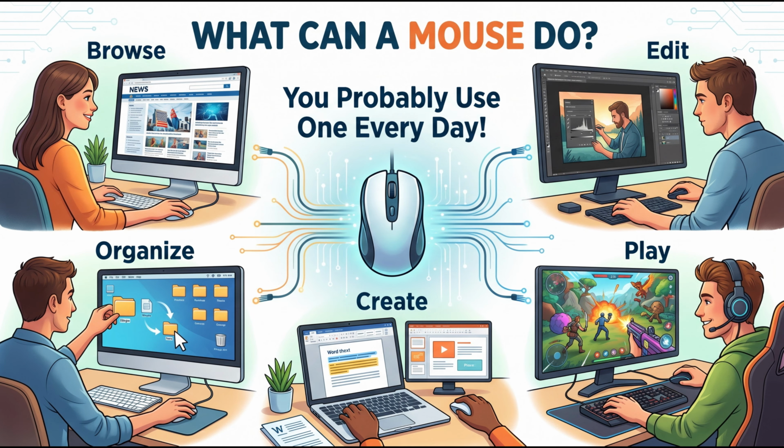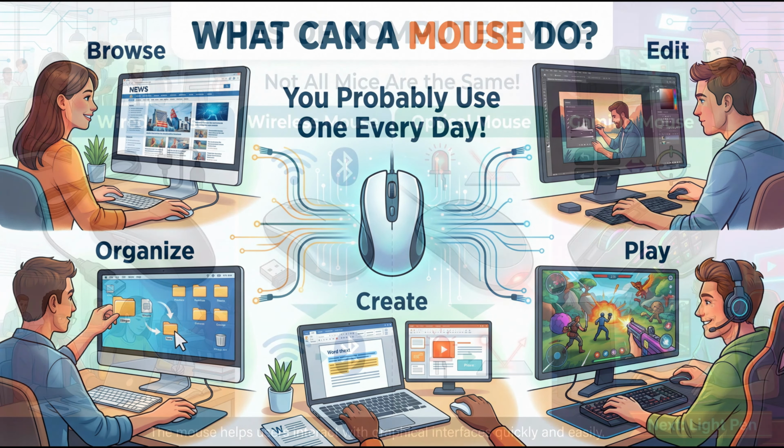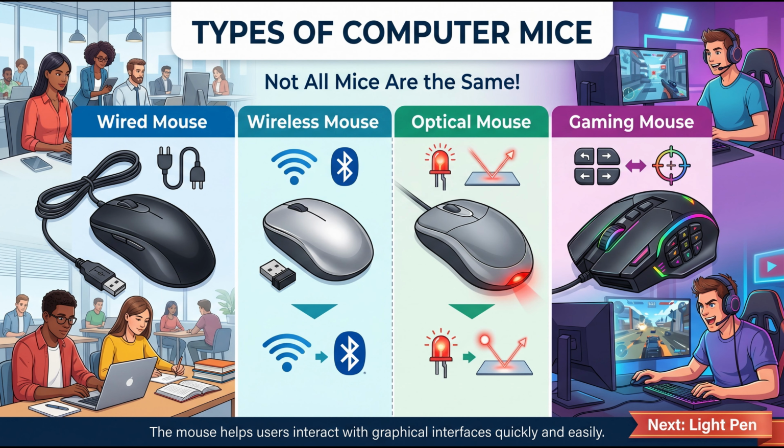There are several types of mice available today, including wired mice, wireless mice, optical mice, and gaming mice. The mouse makes it easy to interact with graphical user interfaces. Without a mouse, tasks such as browsing websites, editing images, and organizing files would be much more difficult. Together, the keyboard and mouse form the basic tools most people use when operating a computer. Let's continue with a less common but interesting device, the light pen.